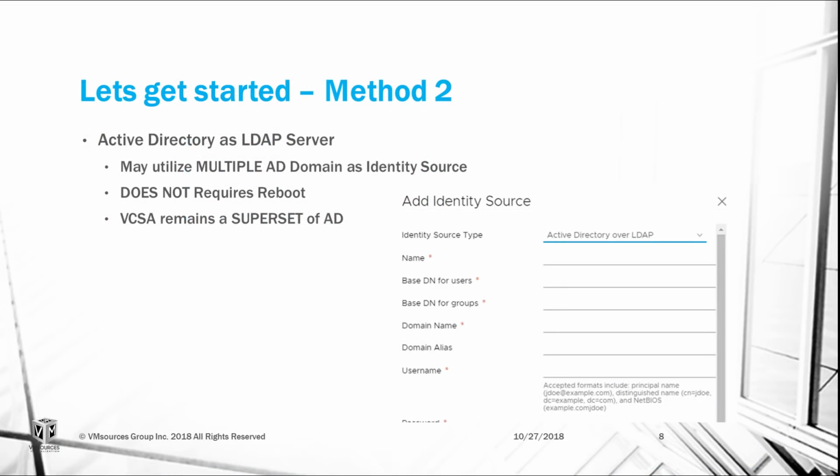Now let's take a look at our preferred method of integrating Active Directory with vSphere. This is the method that we use with all of our clients and internally in our production environment. By adding Active Directory over LDAP, we're merely making vCenter SSO a client of an AD domain. You can add as many AD domains as you like. Each is a separate identity source with no intra-domain trust relationship required. The VCSA does not require a time-consuming reboot, and your VCSA and vCenter SSO remain a superset of Active Directory, not a subset.